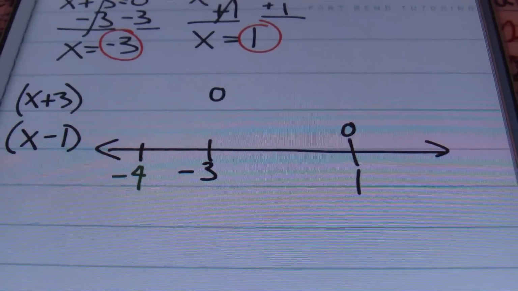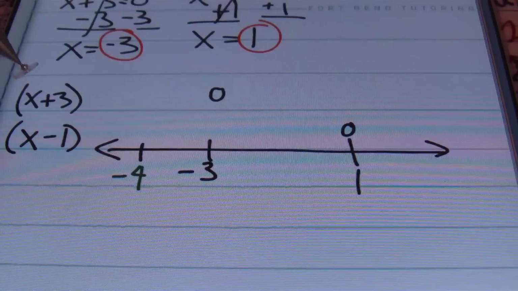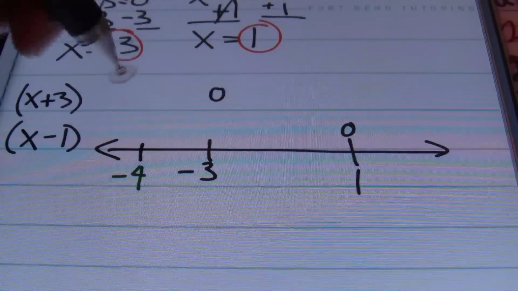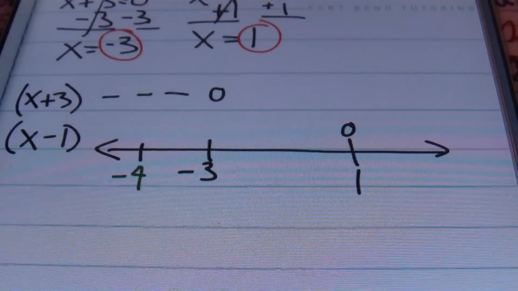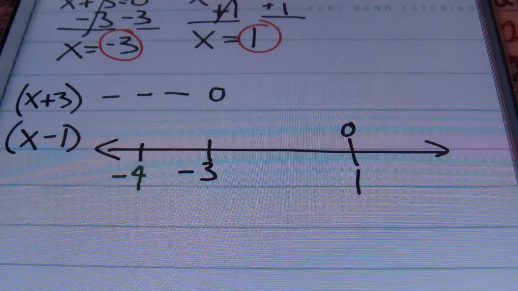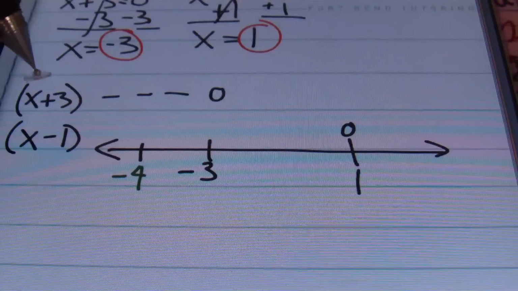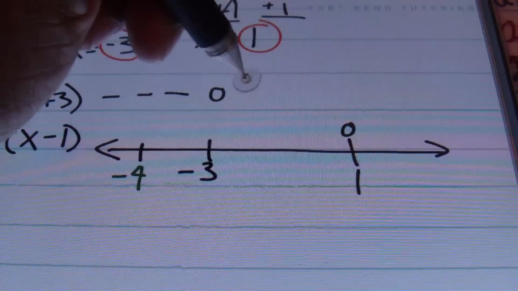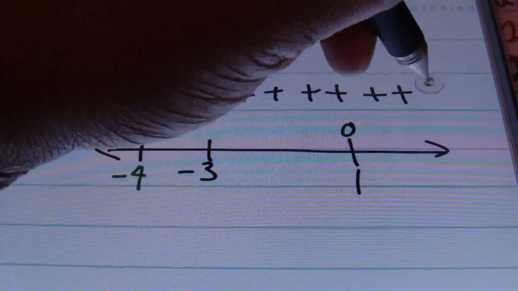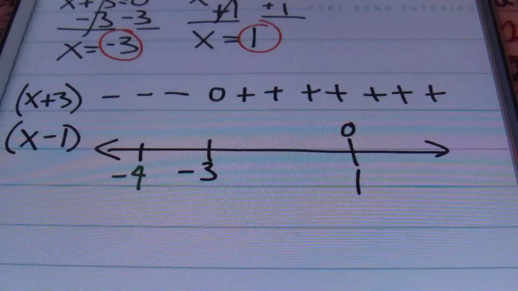Here we go. So plugging negative 4 into our first factor, negative 4 plus 3 gives you negative 1. Well, that's a negative result, so I'll put some negative signs here. Then, after 0, those values will end up being positive. So for instance, if I plugged in negative 2, plus 3 is a positive 1, so I know that there are positive results to the right of that 0 there on the sign chart.